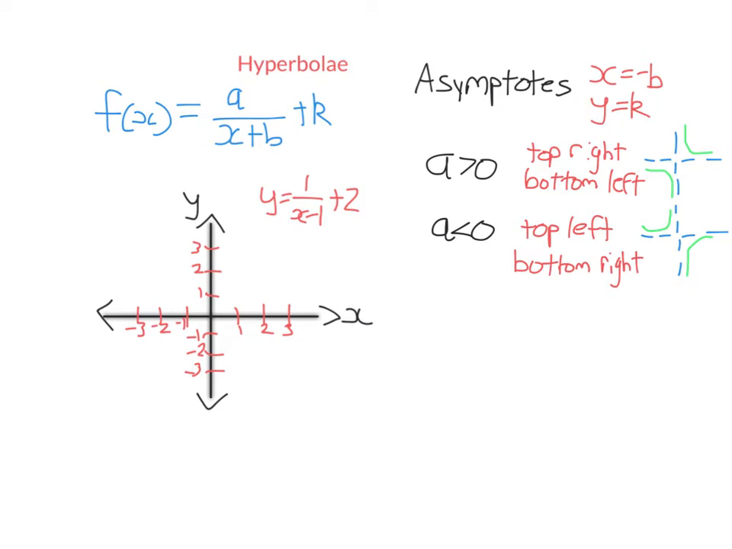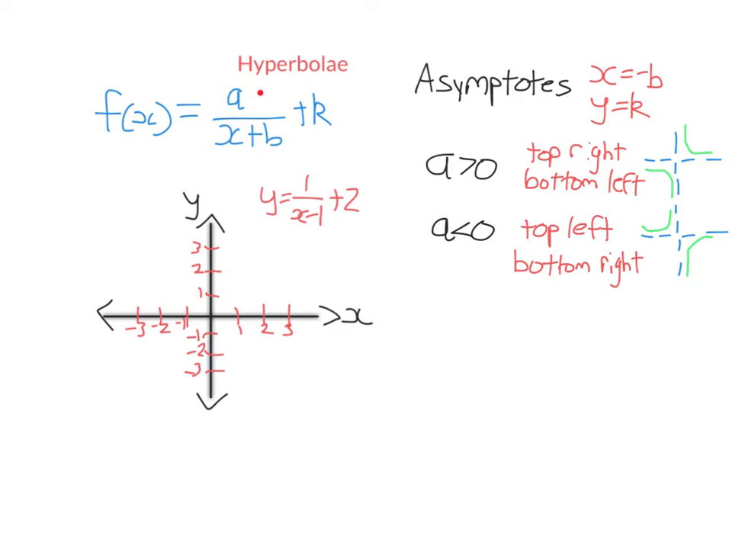So why is that? Why are there no-go zones for this graph but not for polynomials? Well, it's because we're dividing here, and you can't divide by 0. If x was minus b, if x was equal to the negative of whatever this number is, you'd be dividing a by 0, which you can't do. That's why there's an asymptote at x equals minus b. Now, if you have a fraction and the top is not equal to 0, the whole fraction can't equal 0. So y cannot equal 0 plus k. That's why there is an asymptote at y equals k.